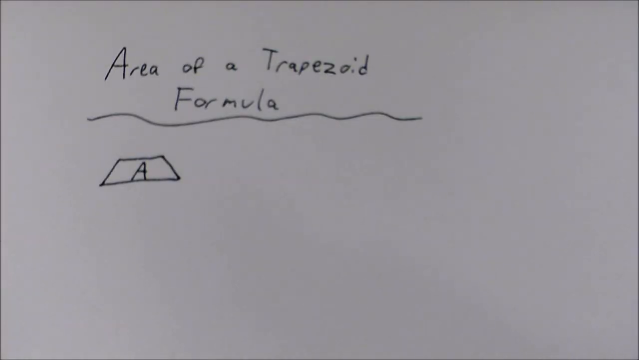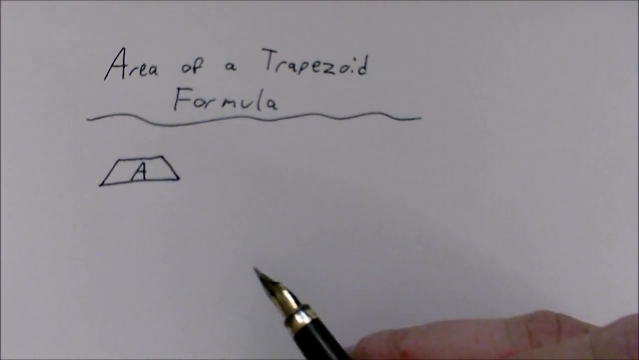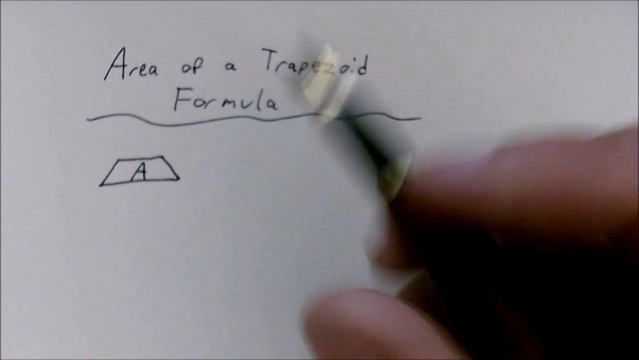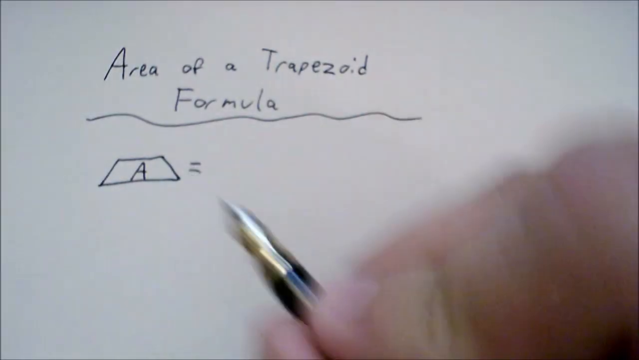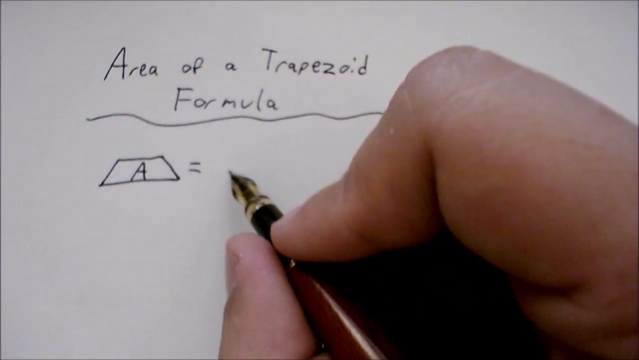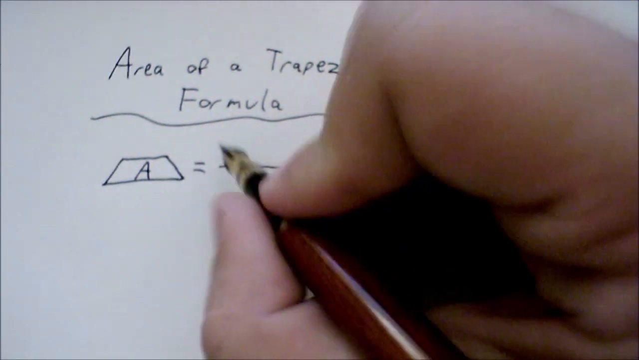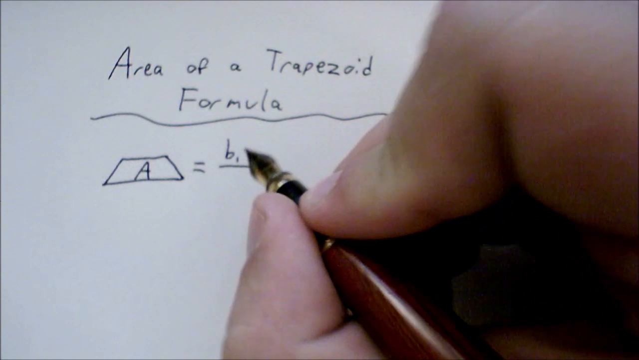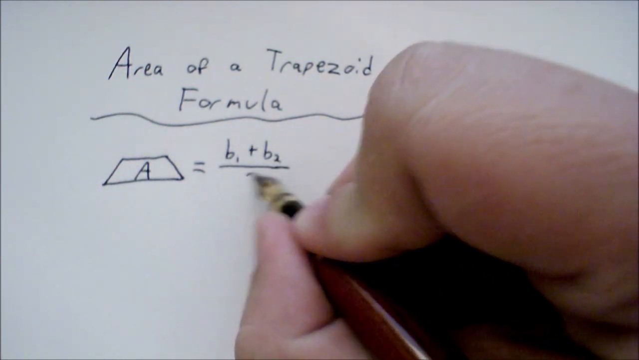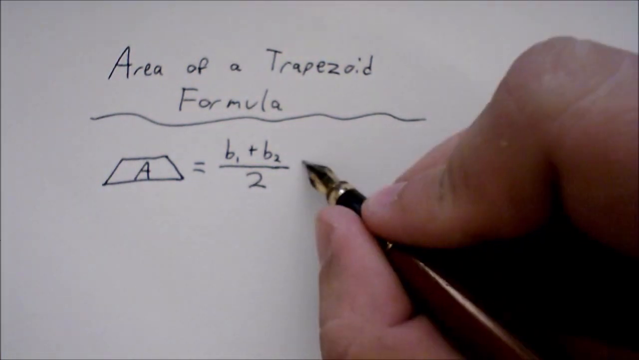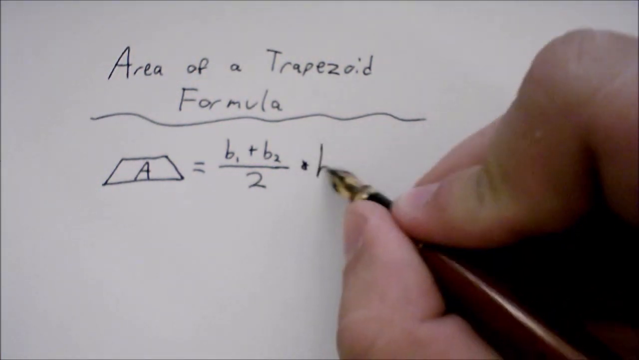Now, as stated a moment ago, there is a specific formula that can be used to calculate the area of a trapezoid. And that formula is that area equals base 1 plus base 2 divided by 2 times the height.